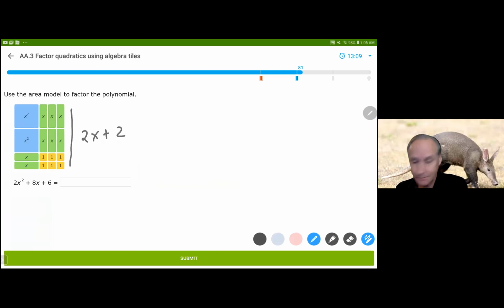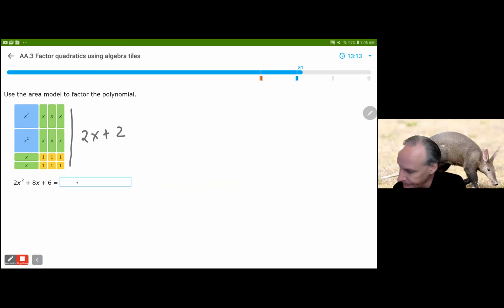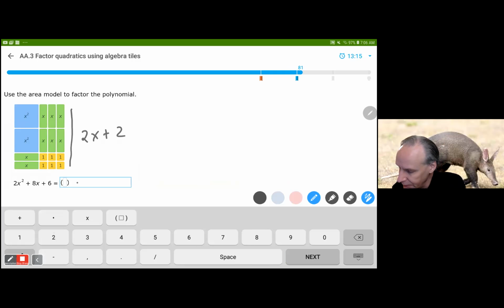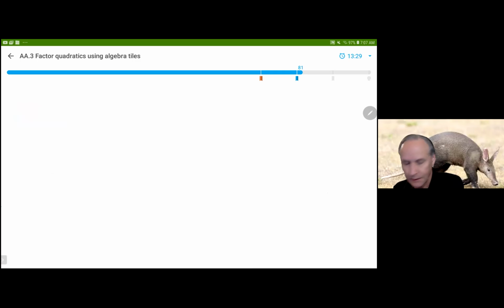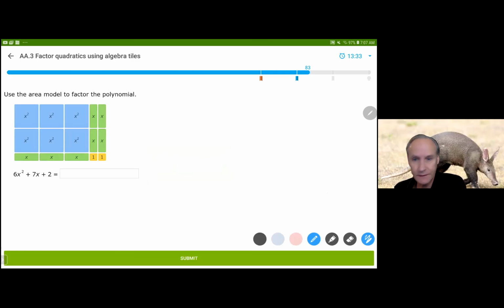I'm just reading it. So we've got 2x plus 2, and we've got an x plus 3 over here, don't we? That's all. All you have to do is read it. And I'm not going to check it because we're just reading the dimensions.